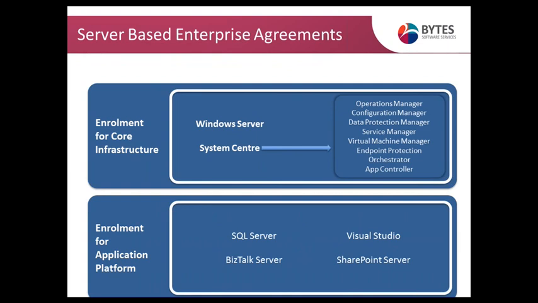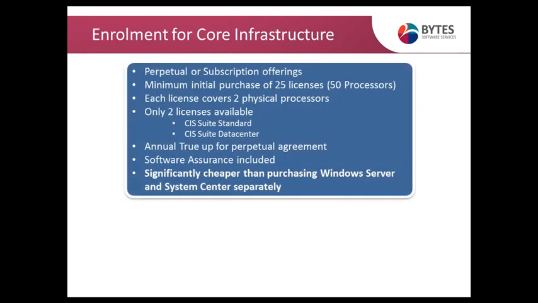Moving back to the enrolment for core infrastructure, focusing around Windows Server and System Center, this has perpetual or subscription offerings, so you can rent or just buy outright. There is a minimum initial purchase of 25 licenses or 50 processors across your server estate. You don't need to license all of your server estate doing it, you just need to license a minimum of 50 processors. Or 25 licenses, because each license for the enrolment for core infrastructure covers 2 physical processors.